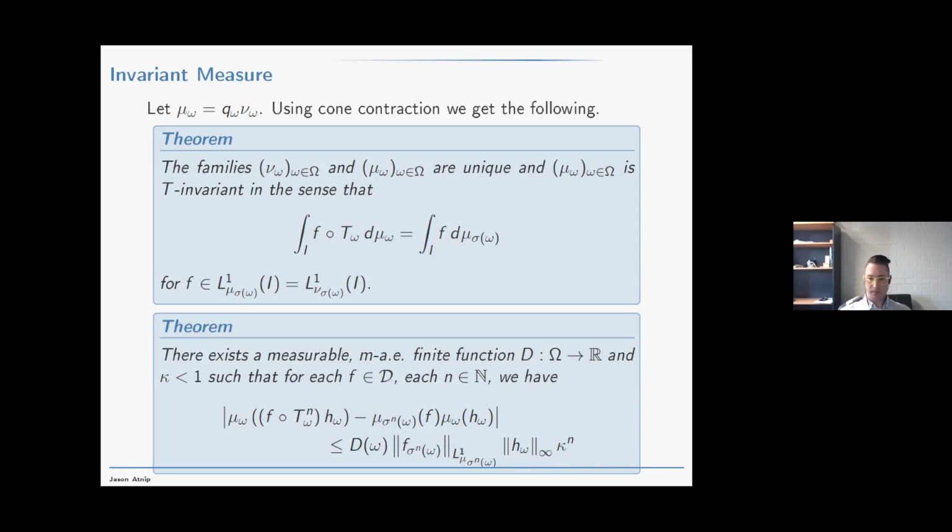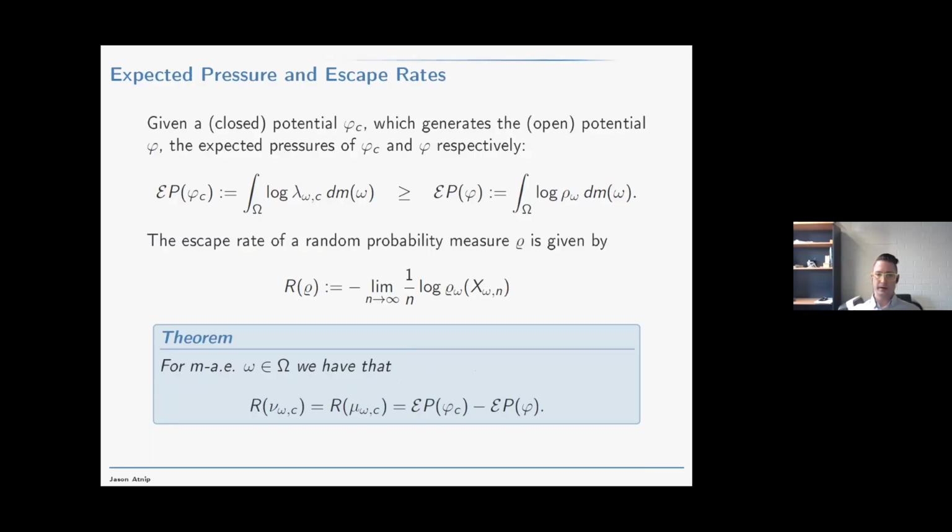And here I should point out that this coefficient d omega is random, and it's measurable with respect to omega. Now, from all of this, we want to look at those two original questions we talked about. We want to look at the rate at which mass is escaping through the hole, and we want to look at the Hausdorff dimension of our survivor set. Both of those questions we're going to answer by talking about the expected pressure. So let's go ahead and define those. We'll define the expected pressure for the closed and open systems.